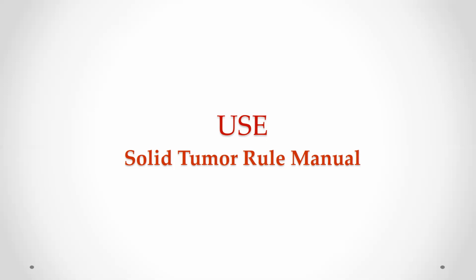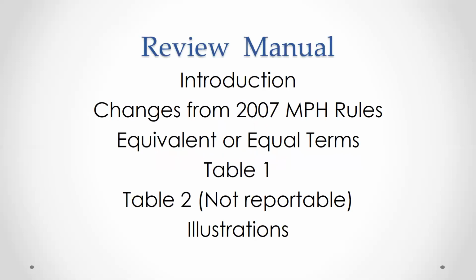Sometimes you will have one tumor, but you will have a complex histology. So the solid tumor rule manual will also give you guidance for that information. These are the sections in the manual. We'll start out in the introduction. There are a few changes listed from the old rules. There are equivalent and equal terms. Table 1 gives you the histologies, and Table 2 is very helpful with non-reportable terms. And like I mentioned, there's a section of illustrations.